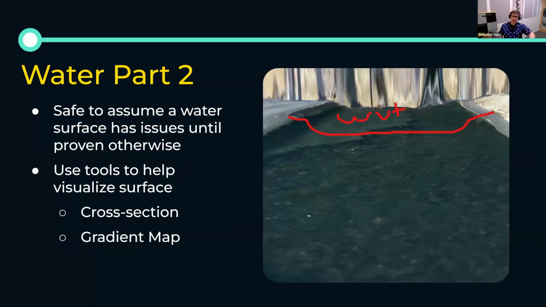So basically, whenever you see a water surface in a photogrammetry or LiDAR data set, it's safe to assume that there are problems here until proven otherwise. Like on the right side here, this is a river, and I'm pretty sure rivers don't have a dip in their water surface that goes up to the bank. The water eats the bank, it eats the shoreline. That's what water does. And you can look at this if you tilt your view and look at it from a different angle, but also you can use the tools inside the Propeller platform to help you visualize things, specifically the cross section and the gradient map tools.